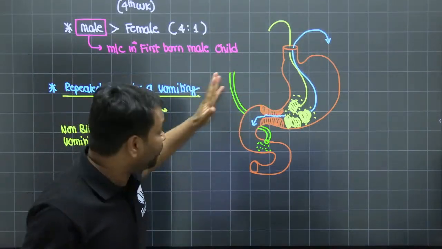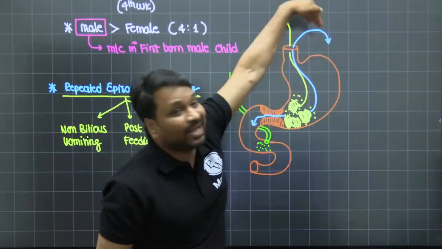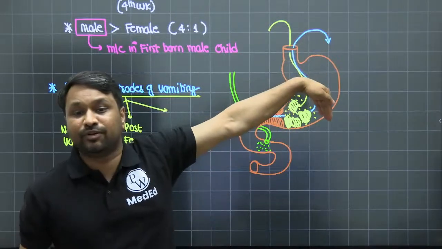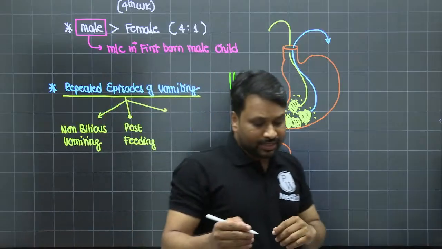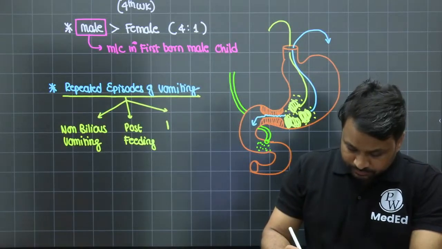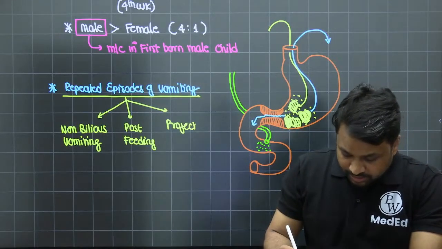The content is not able to move forward, so the stomach contracts with greater thrust and it reverts back. Now as it reverts back, it is going to thrust it out, and that is what we call projectile vomiting.